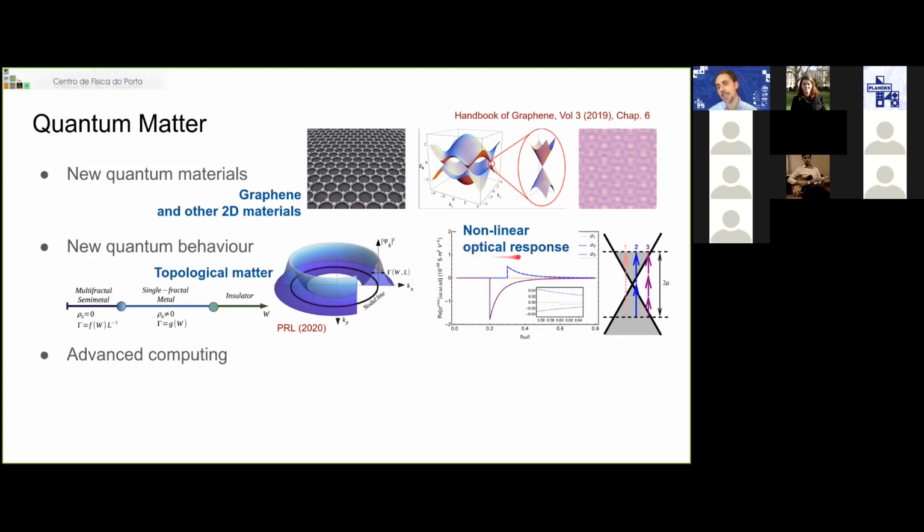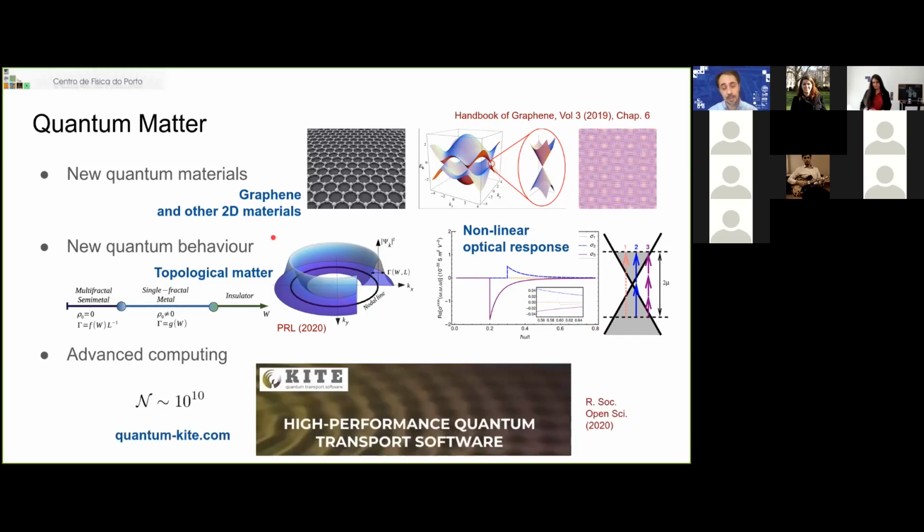Here again, this is the nonlinear optical response of graphene. You see here the linear spectrum again, and this is just an example. You see that, for instance, the third order harmonic is actually of much higher intensity than the linear or the second order response.